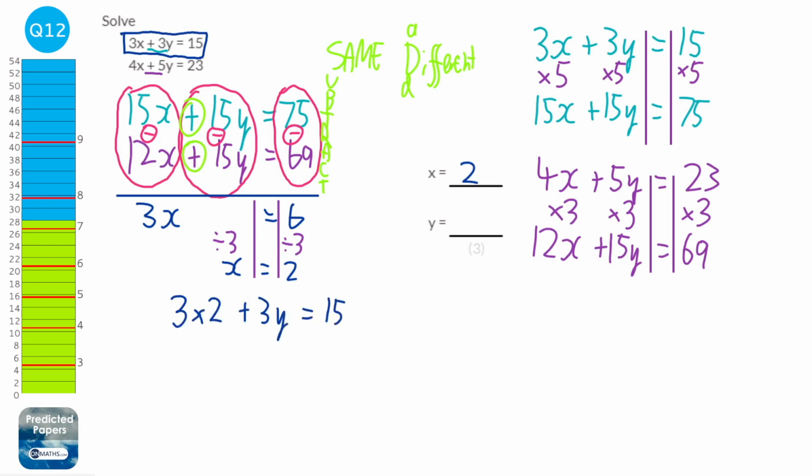Now 3 times 2 is 6, so we're going to take away 6 both sides. So we've got 3y equals 9. And we're going to divide both sides by 3, so y equals 3. And we can check that by substituting it into the second equation, so 4 times 2 plus 5 times 3, and that does equal 23.